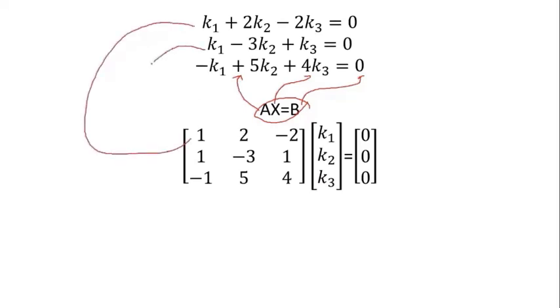Again the coefficients of k1, k2, k3 form the second row, and again the coefficients of k1, k2, k3 form the third row. So each equation gives one row: first equation first row, second equation second row, third equation third row. And now we'll try to reduce this matrix into upper triangular.